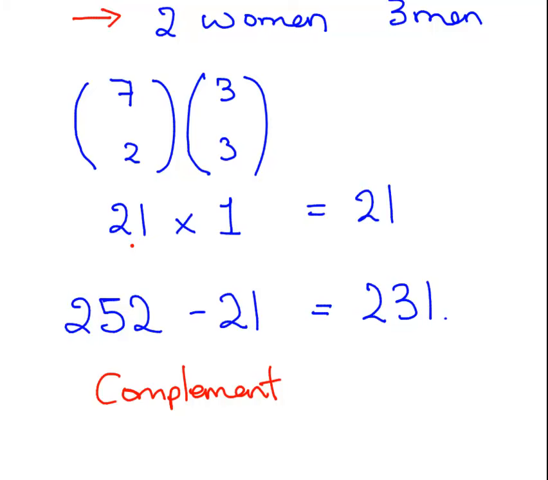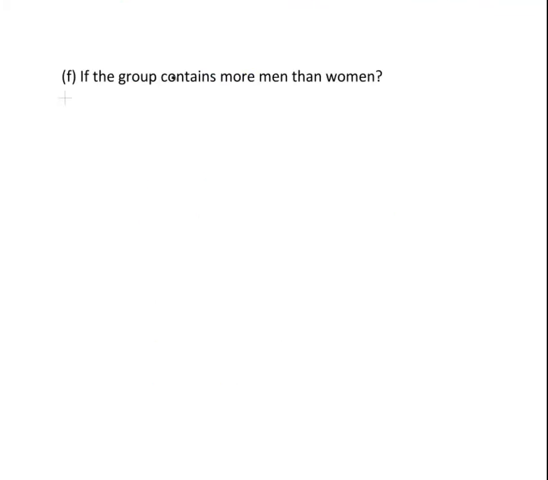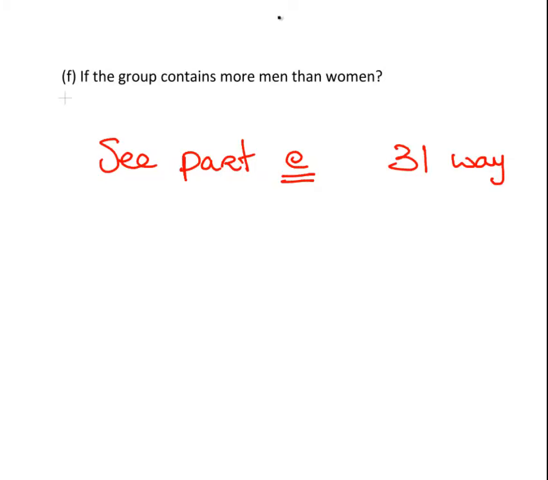Now, the last question is, what if there are more men than women? Well, actually, I've answered this already. See part E. There are 21 ways out of 252. So that's grand. We'll leave that there.